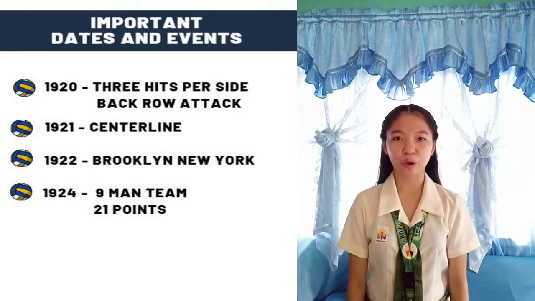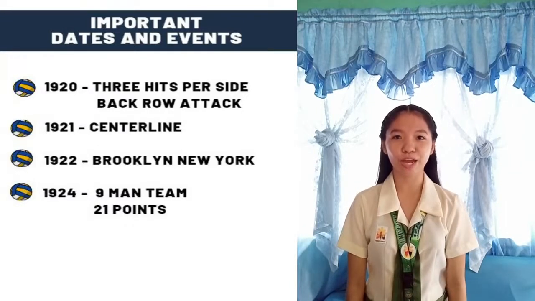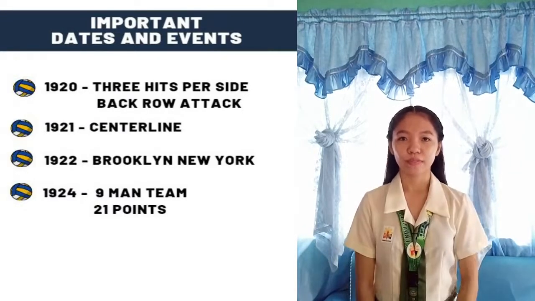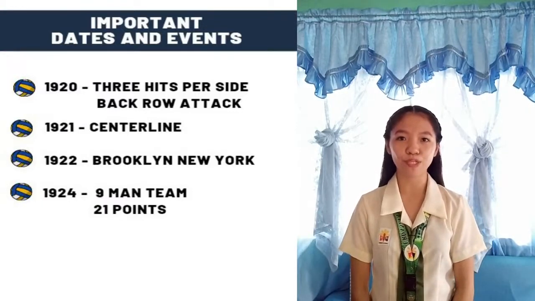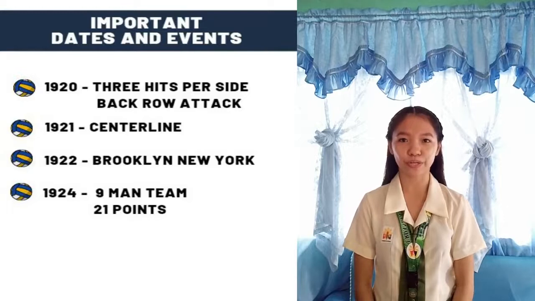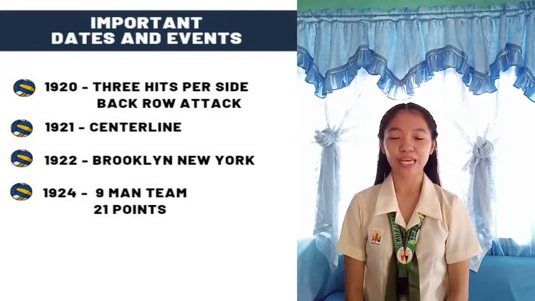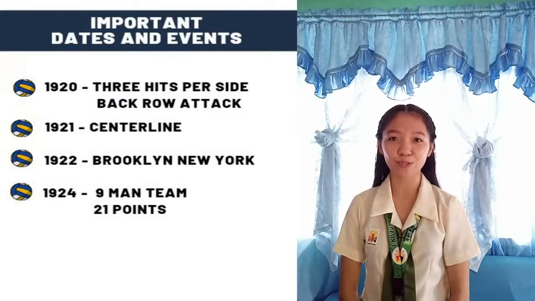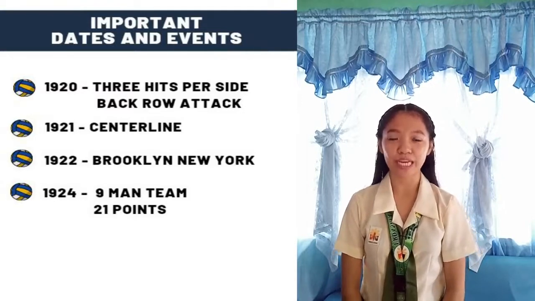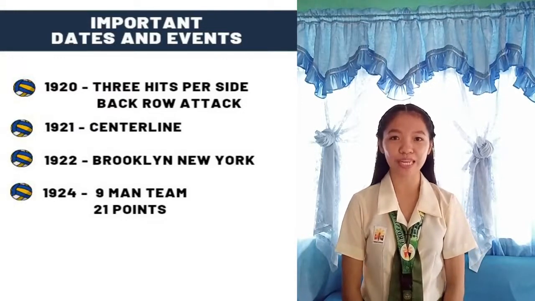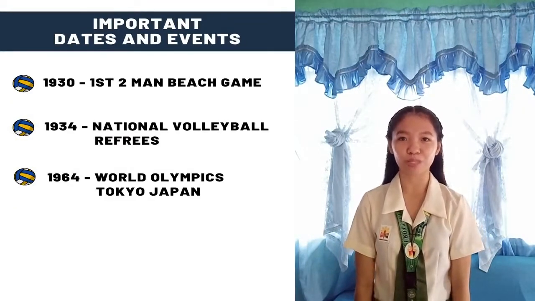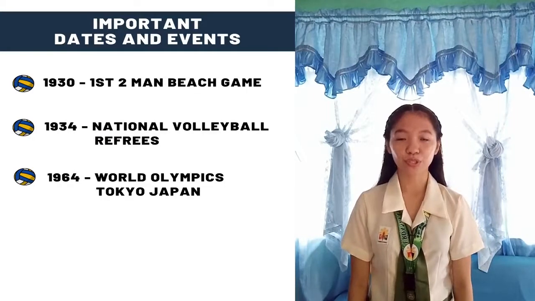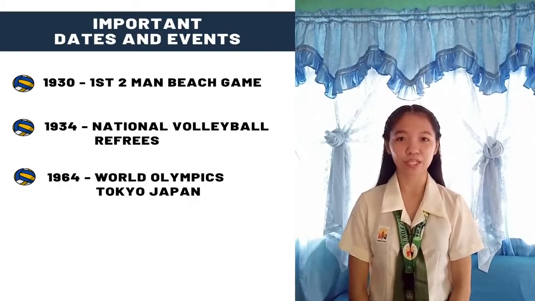In 1921, it is the year when the center line was being imposed. In 1922, the first YMCA National Championship was held in Berkeley, New York. In 1924, it is the year when Japan introduced the 9-man team, wherein 21 points to win a set. In 1930, the first 2-man beach game was being played. In 1934, it is the approval and recognition of the national volleyball referees.